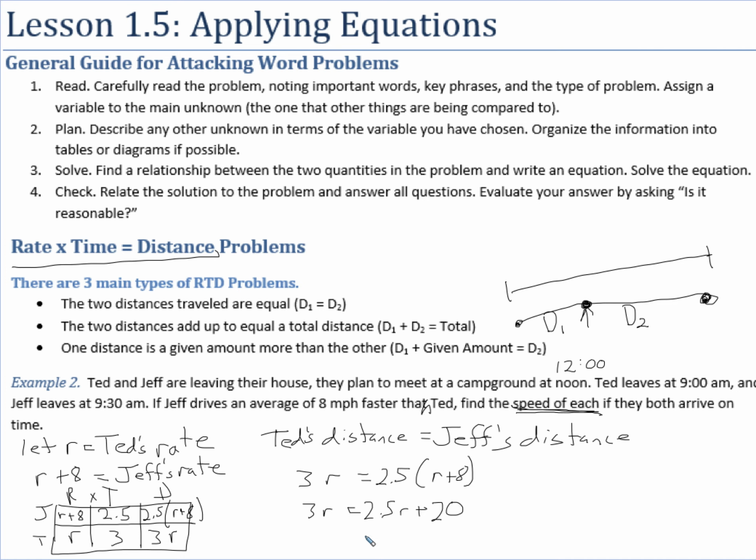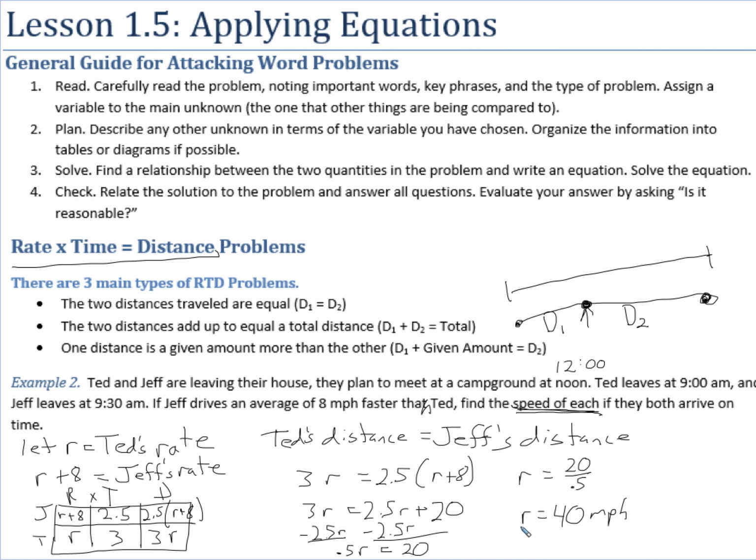We can subtract 2.5R from both sides. Well, we have 3 minus 2.5, well that's 0.5. We have 0.5R is equal to 20. Divide both sides by 0.5. So R equals 20 divided by 0.5. Be careful with this. You're dividing 20 into halves, so how many halves would you have? You would have 40. And this is in miles per hour. So we found R was 40.